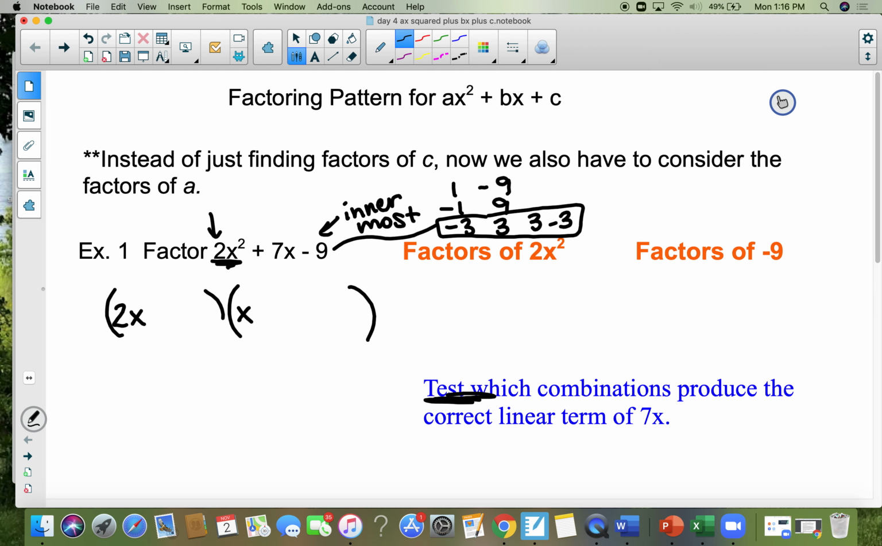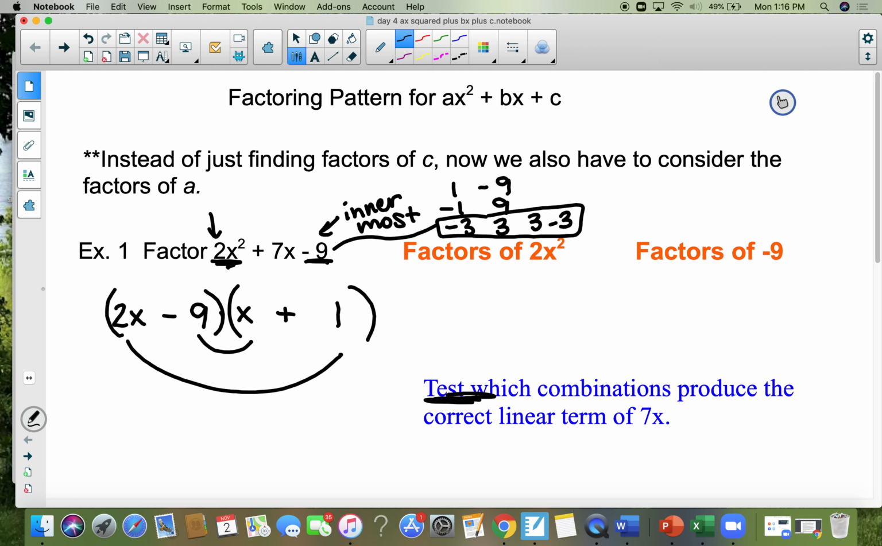And you're just testing them. And I'm going to do the 9 and the 1 instead of the 3 and the 3. And I know one of them needs to be negative and the other one needs to be positive so that I get a negative 9. Well, this makes a negative 9x. This makes a positive 2x. That'll give us a negative 7x.